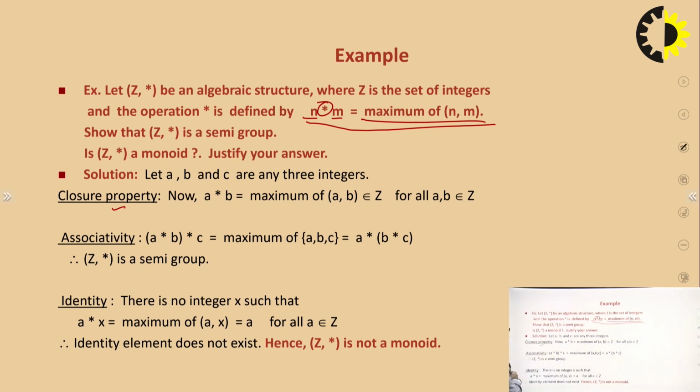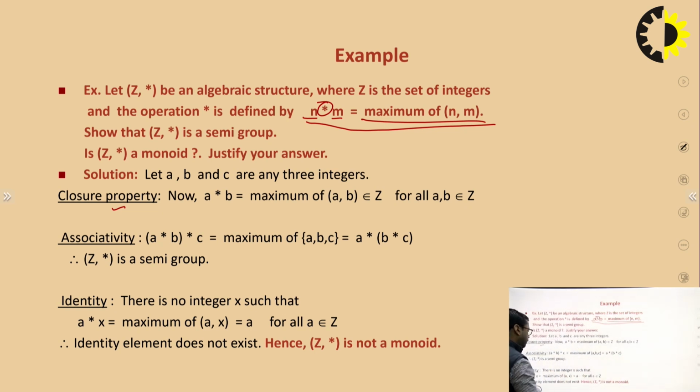In case of associativity, it is also satisfied, because after changing the order of the terms when calculating the maximum of three elements, nothing will be changed. The result will be one of these three elements.